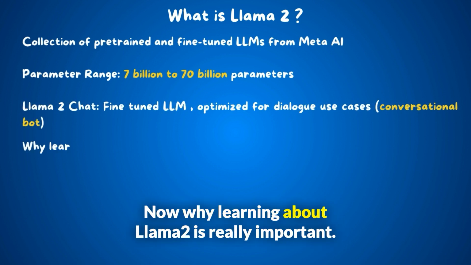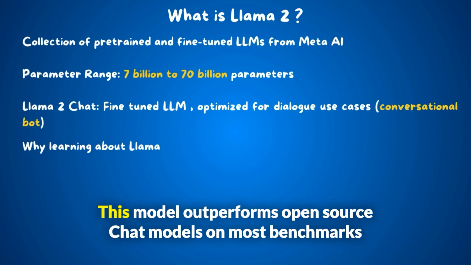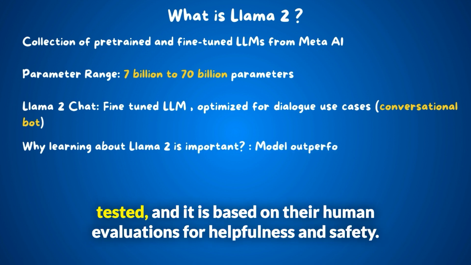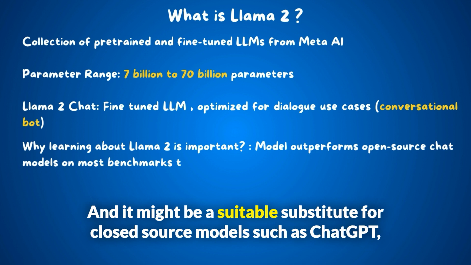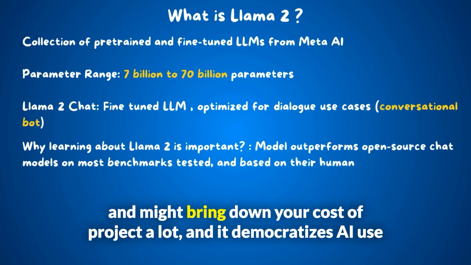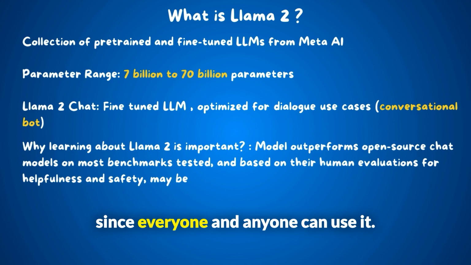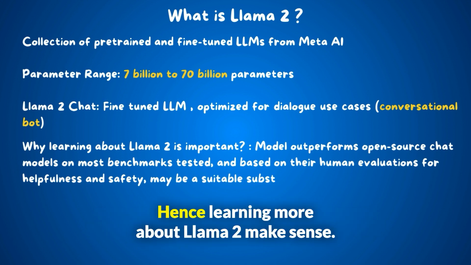Now, why learning about Llama 2 is really important. This model outperforms open source chat models on most benchmarks tested, based on their human evaluations for helpfulness and safety. It might be a suitable substitute for closed source models such as ChatGPT and might bring down the cost of your project a lot. And it democratizes AI use since everyone and anyone can use it. Hence, learning more about Llama 2 makes sense.